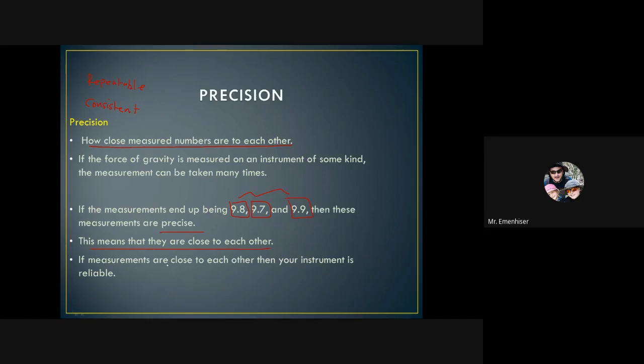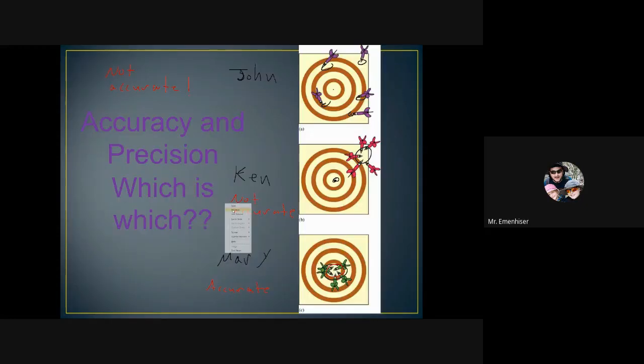All right, so let's look back at our pictures and see who was precise. All right, John threw them all over the place. They're not together. And so if you didn't throw them together in the same place, then it's not precise. So let's write not precise. Now this one is precise. Look, they're all in the same area.